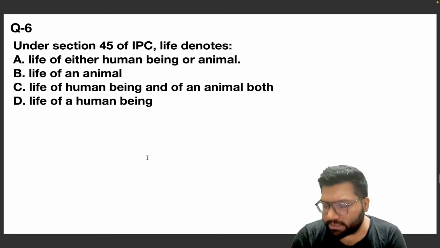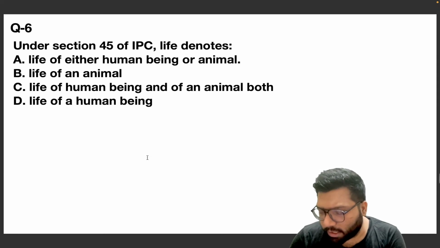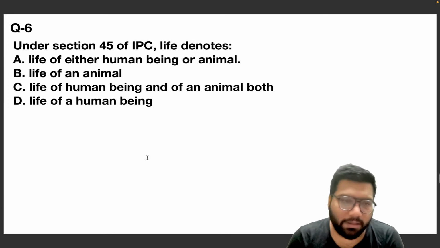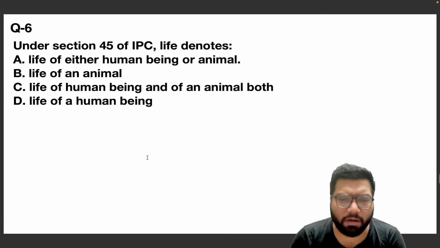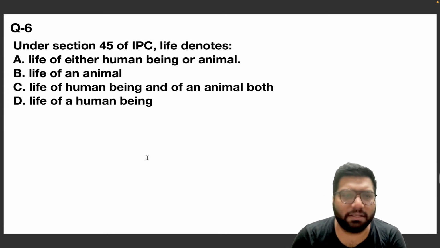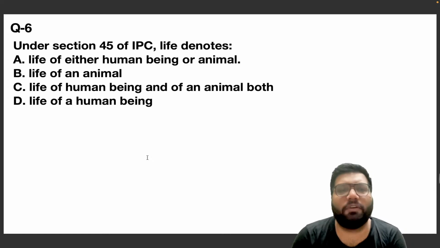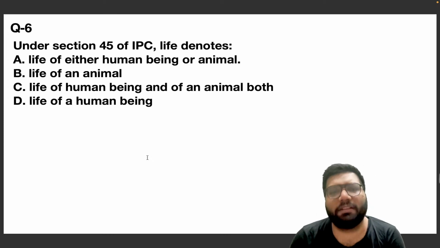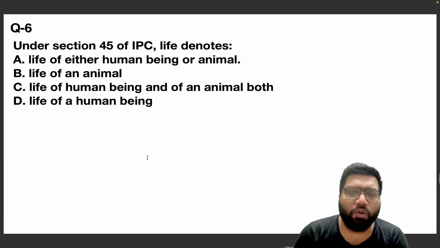Top 3 students to answer correctly, Mohit, Ledley and Ayush. Yes, everyone's answer is correct. That is D. Yes, the answer is correct. If you read section 45, it says that life means life of a human being. So basically, when it comes to death as well, death means death of a human being.